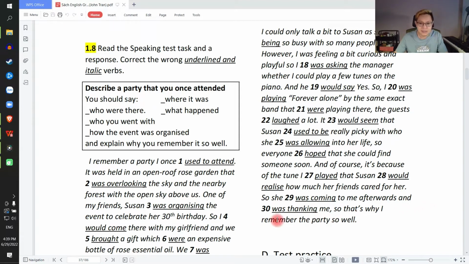And 30 it's like thanked, you know, thank-ed, it's called thanked, and thanked me. Cái hành động cảm ơn cũng không mang tính tiếp diễn. So the verb thank, it basically just lasts for 1 or 2 seconds. It's not continuous. Cái hành động cảm ơn đâu tiếp diễn được đâu. So số 30 phải là thanked. And so 30 is thanked me. So that's why I remember the party so well. Okay, that is my explanation.